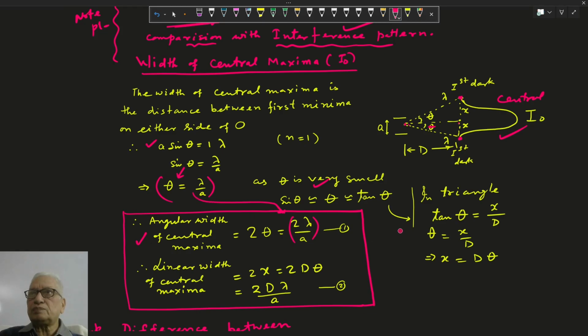Put the value of theta. And x upon d is tan theta. So again theta is small, so in place of tan theta we can write theta. x will be d theta and linear width will be 2x. In place of 2x, d theta. Putting the value of theta, this is the linear width of the central bright fringe, given by 2 d lambda by a, and the angular width of the central bright fringe is 2 lambda by a.